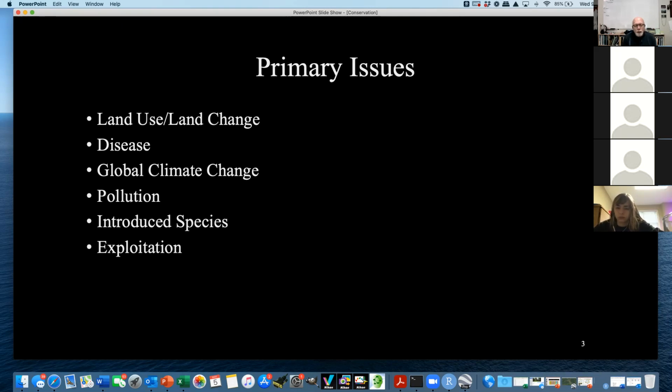So here they are, essentially. Land use, land change. Sometimes it's shorthanded in the literature as LULAC. So if you ever see LULAC in something you're reading, you'll know that they're referring to land use, land change. Disease, global climate change, pollution, introduced species, and human exploitation. So exploitation of the organisms by human beings. And all of these influence virtually every taxonomic group that you could think of, but there are some things that tend to influence amphibians and reptiles more.